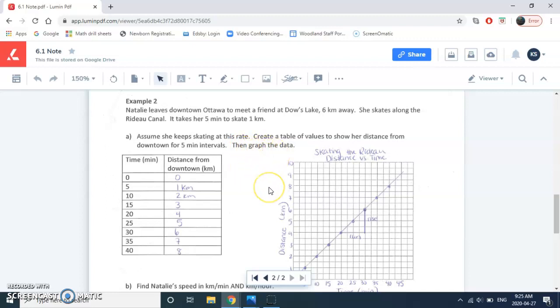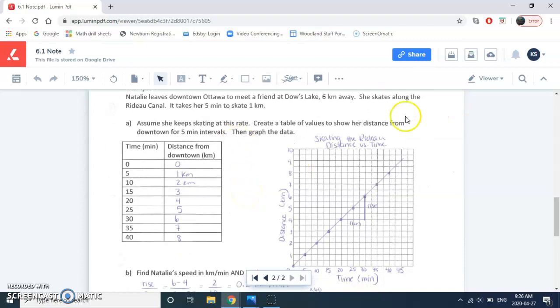Then graph the data. So as we said, she's traveling 1 kilometer every 5 minutes. So in our time, we're going to go up on even increments, up by 5s, 5, 10, 15, 20, and so on. And then every 5 minutes, we're just going to add 1 more kilometer. So obviously at the start point, she's at 0 kilometers. Then she travels 1 kilometer, 2 kilometers, 3 kilometers, and so forth. As you can see, we've got kilometers here, but then not down here. We don't need them because we have them written down in there.